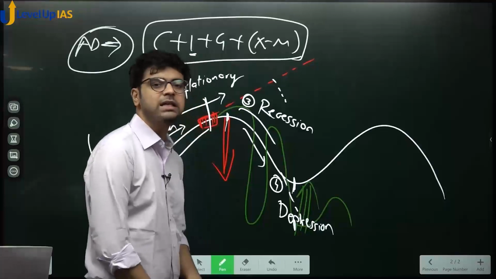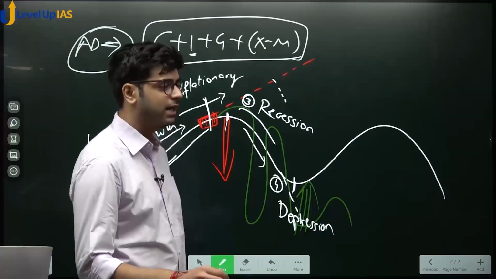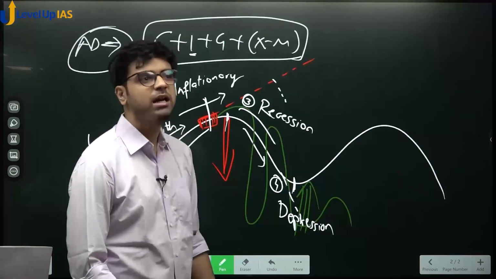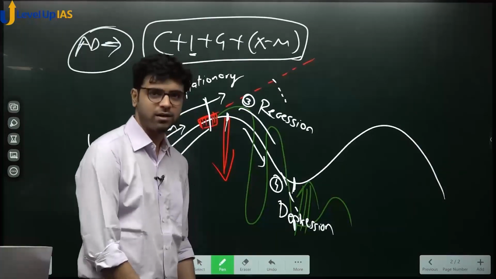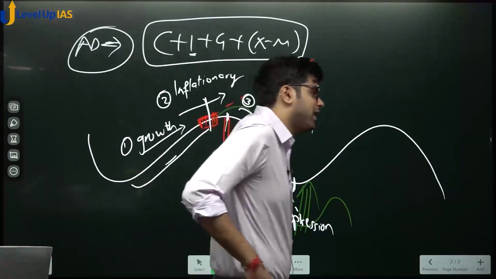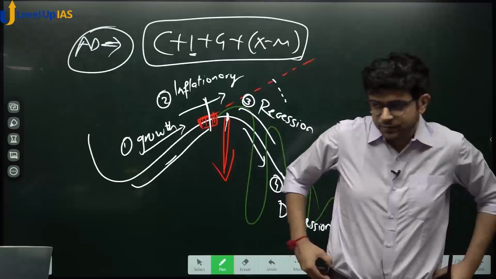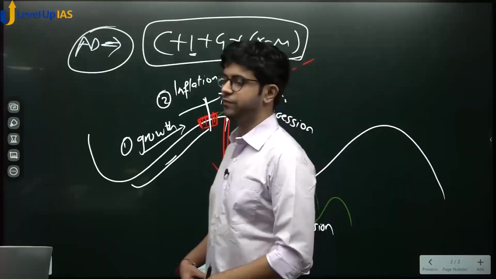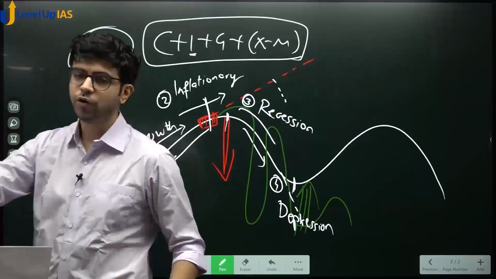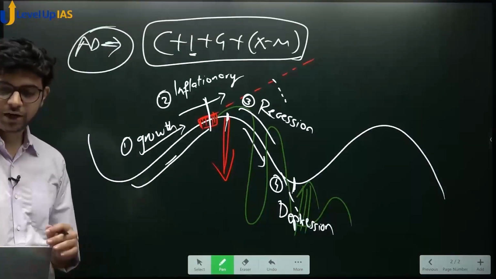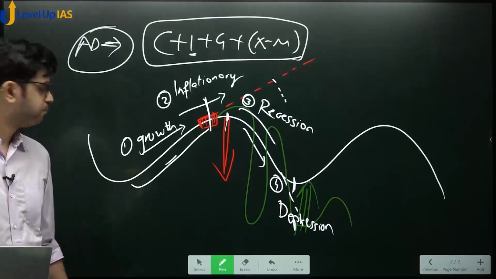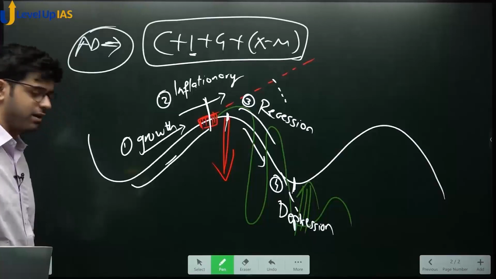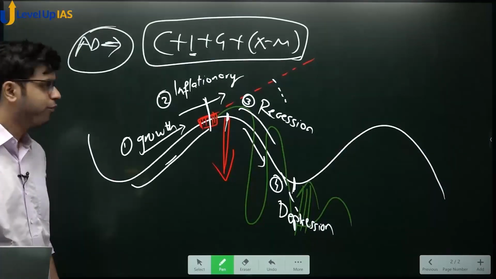But Keynes said that this does not happen very soon. It might happen, but it might be too late. Right? So that is why Keynes said that government should intervene. Simple, very easy, very straightforward. This is fiscal policy. Before going ahead, let me show you a few photos.